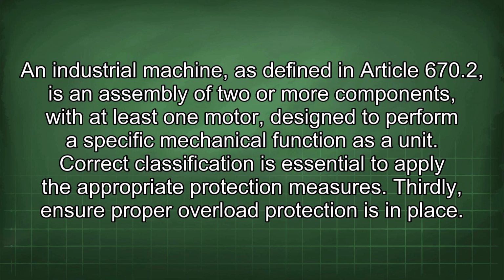An industrial machine, as defined in Article 670.2, is an assembly of two or more components, with at least one motor, designed to perform a specific mechanical function as a unit. Correct classification is essential to apply the appropriate protection measures. Thirdly, ensure proper overload protection is in place.